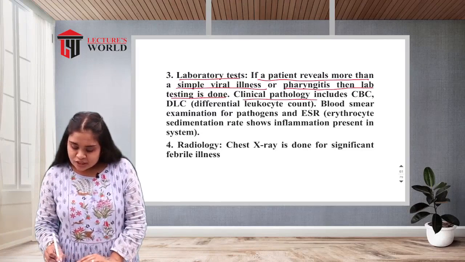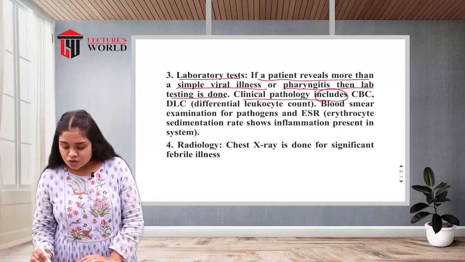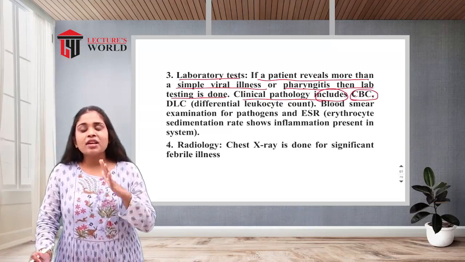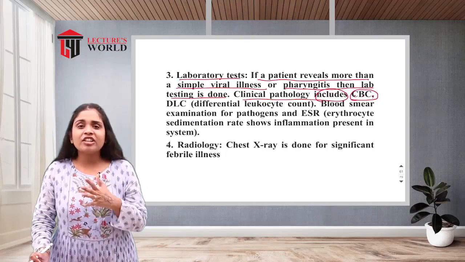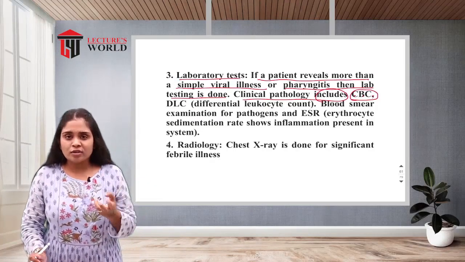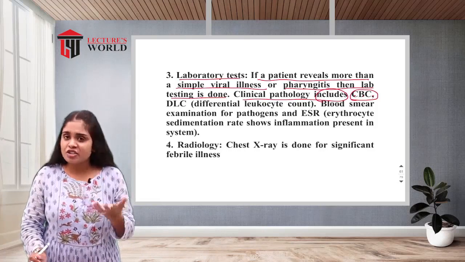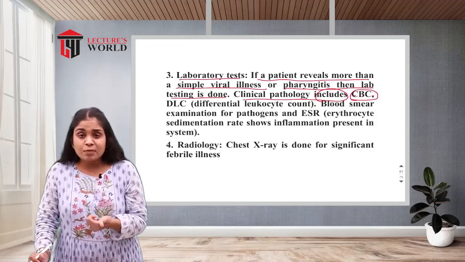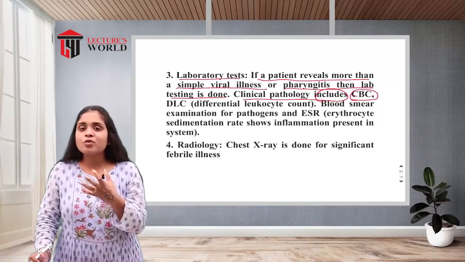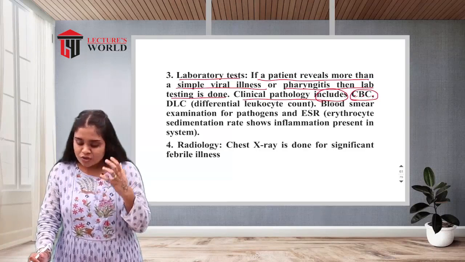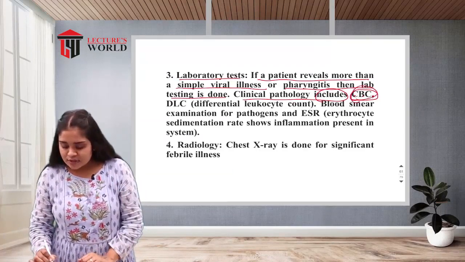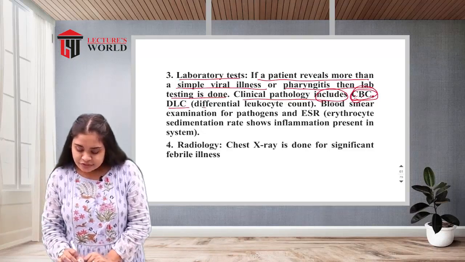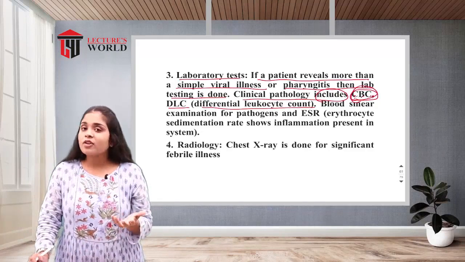So clinical pathology includes, what kind of tests do we have to do? That is the CBC, the complete blood count. In that they will be checking all the different components of the blood, like the differential count, then platelet count, then red blood cells, white blood cells. So all these are the components of the blood. That will be seen in the CBC, the complete blood count. Then after, the DLC, that is the differential leukocyte count. So leukocytes also we have to see.